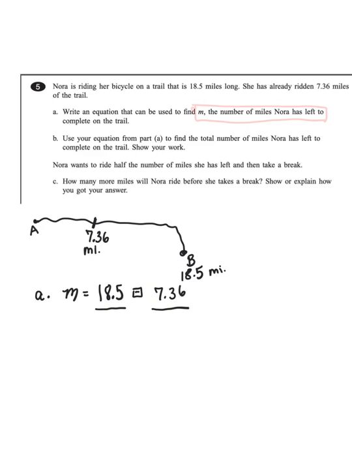Another way of doing this, if you wanted to be fancy, is you could take the portion that she's gone so far, which is 7 and 36/100, and then you could add M, which is the distance she has left to go, and that would equal all together 18 and a half miles. So two different ways to do this.